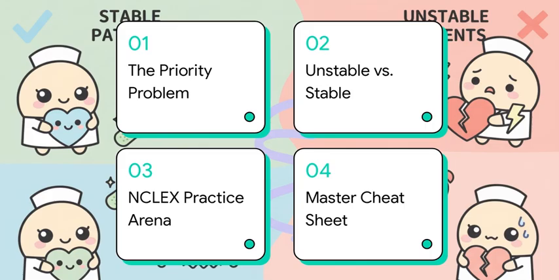All right, so let's get into it. Here's our game plan for today. First up, we're going to talk about why these priority questions are so tricky. Then, and this is the most important part, we'll unpack the core rules of unstable versus stable patients. After that, we're jumping right into the NCLEX practice arena. This is where we're going to build that confidence. And to wrap it all up, I'll give you a master cheat sheet you can take with you. Sound good? Let's do it.